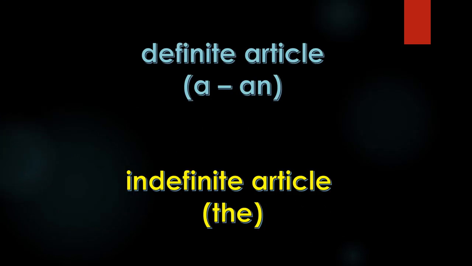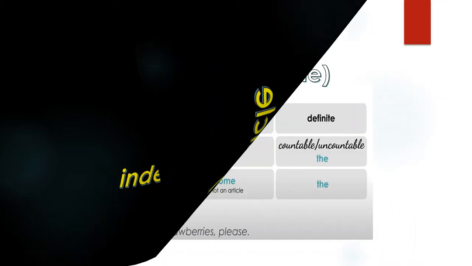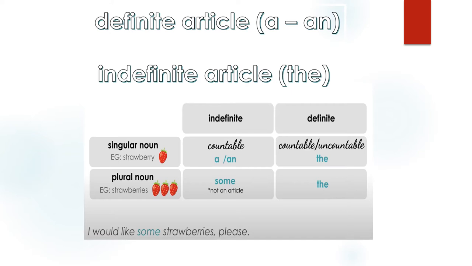There will be three rules that I'm going to explain to you regarding the articles: the indefinite article a and an, and the definite article the. Look at the slide properly. Here, you're going to know how to use a and an, and for the singular countable noun, we use a and an because singular is one. And when you talk about the definite, countable or uncountable noun, we use the.